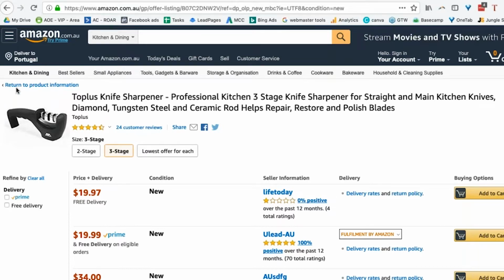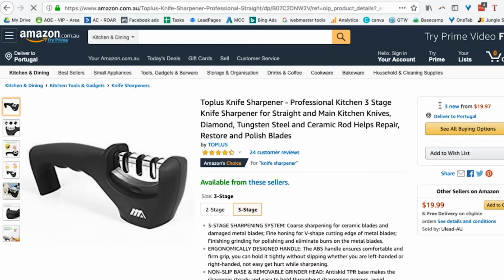uleave.au. But there are 2 other people who are also selling this. It looks like maybe a Chinese seller at Life Today is saying that they're selling a Toe Plus knife sharpener. Could be, but it might not be. If you've put a lot of work into your listing and put that logo on, you don't want people selling an inferior knife sharpener and having that feedback turn up. So that's what a hijacking or a piggyback listing is.